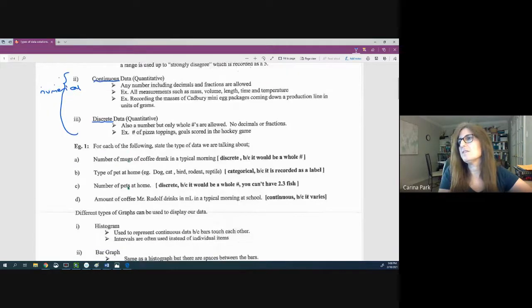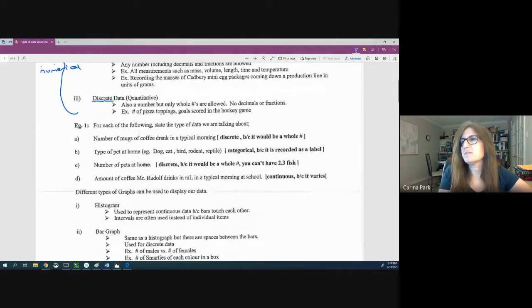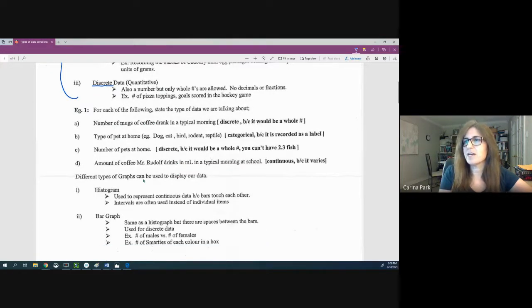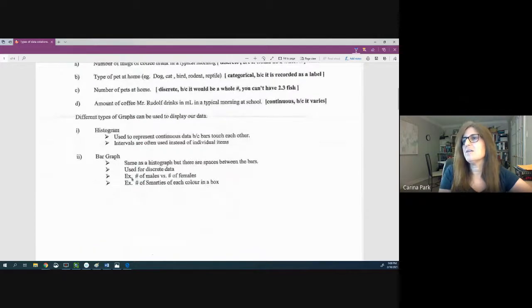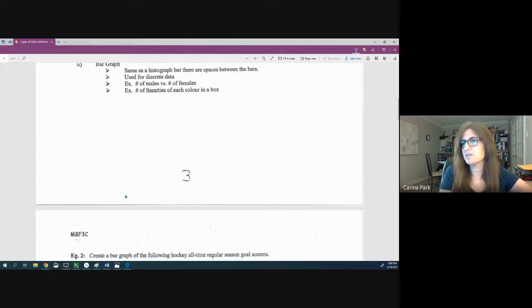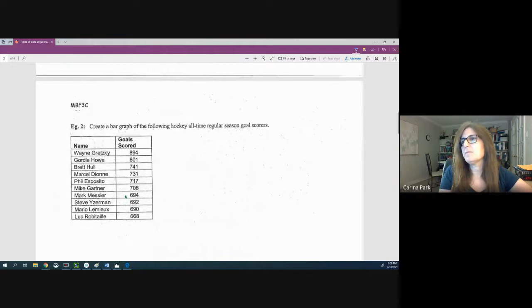Okay, so now that you've seen all of those, you can have a look at this booklet page and kind of test yourself. The answers are given. So hide the answers and test yourself. What kind of data is each of these things? And here on the same page, it tells you what a histogram is like and what a bar graph is like, which is what I just explained. So this first example here, or they're calling it example 2, but it's actually the first one, is asking you to draw a bar graph for these hockey players and the goals that they scored.